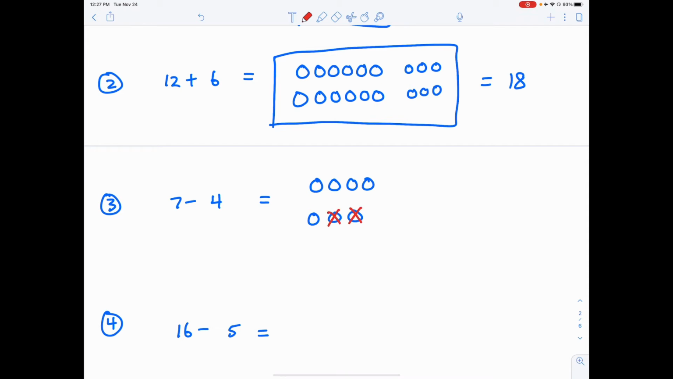So we're removing 4 of them. And then we can see how many we have left. So in total, we have 3 left.